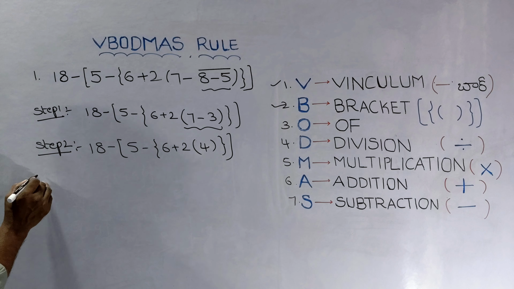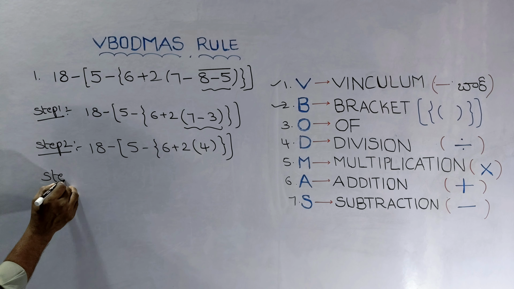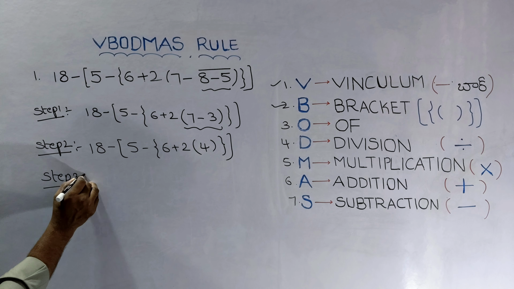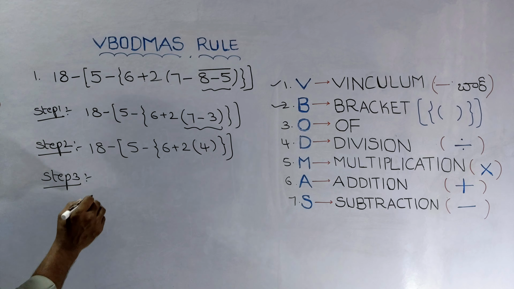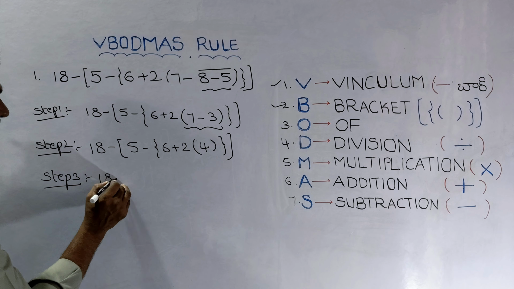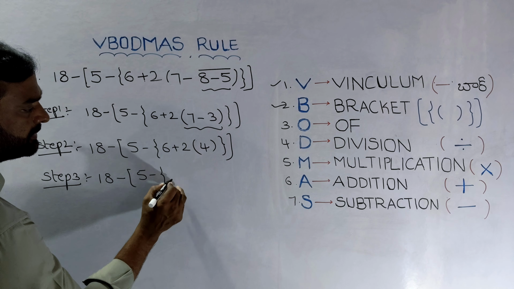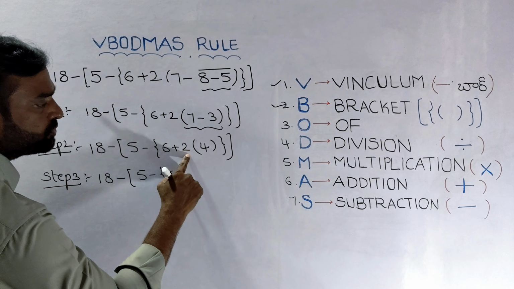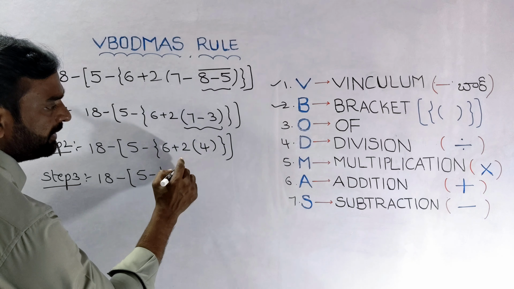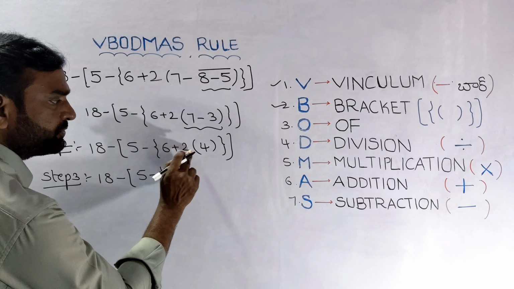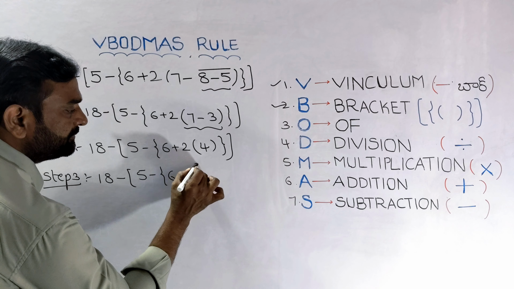Okay. Now again step 3. Again here we have the bracket. So do again same. 18 minus of 5 minus 6 plus 2 of 4. 2 into 4, nothing but multiplication. 2 into 4 nothing but 8.